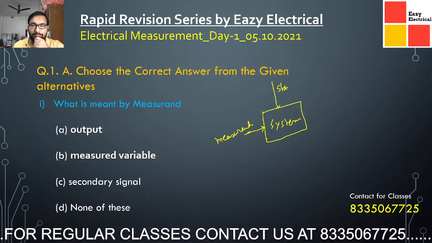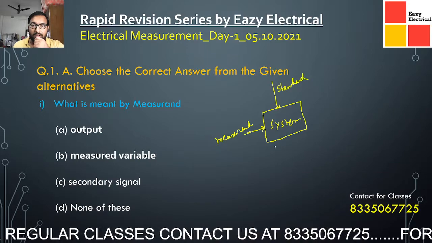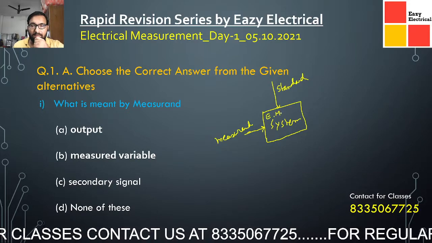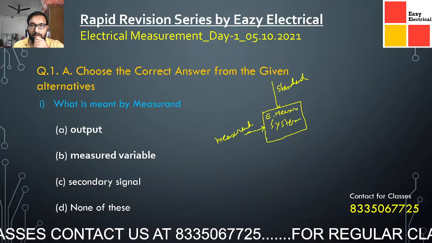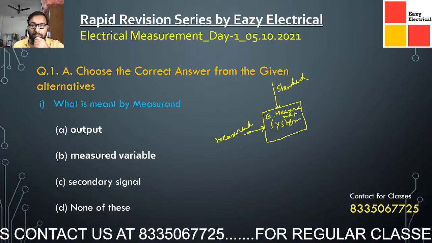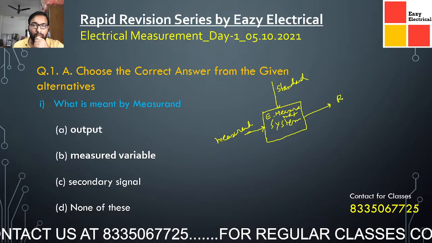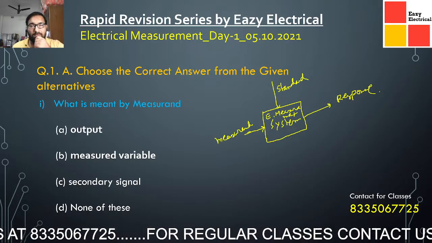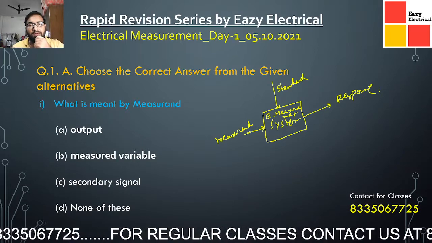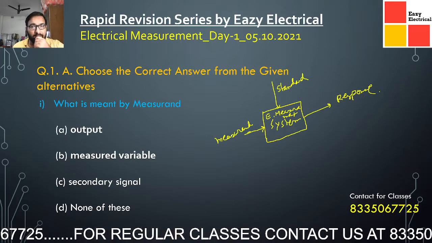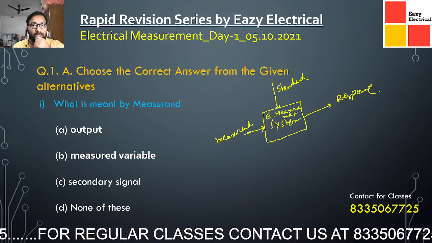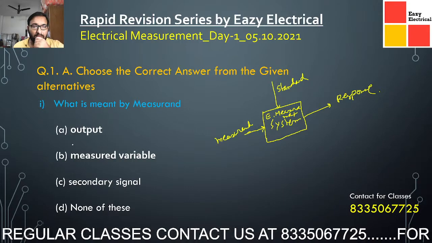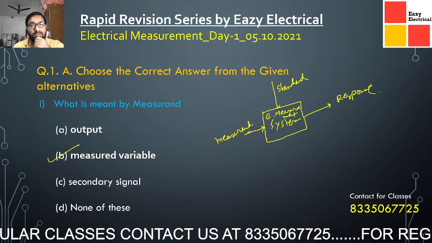A standard. This is called an electrical measurement system, and from that we get the output or the response. So these are the 3 parameters. Electrical measurement is nothing but a comparison between a standard value and whatever input we are giving to it, and based on that we get the output. So the measured value is what we call the measurand.